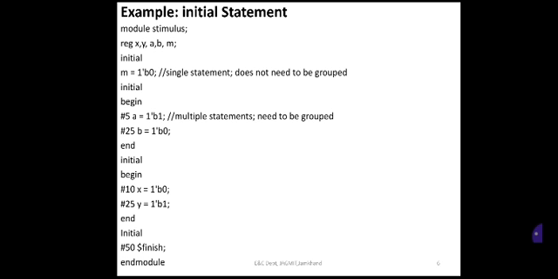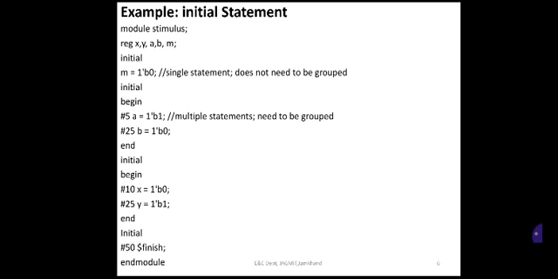You can have more than one initial block in your program. See here, the second initial block, again initial. As we have multiple statements here, they must be grouped, which is why a begin keyword is used. Begin is followed by two statements, then the end of that initial block. So this initial block has two statements. #5 is nothing but a delay.